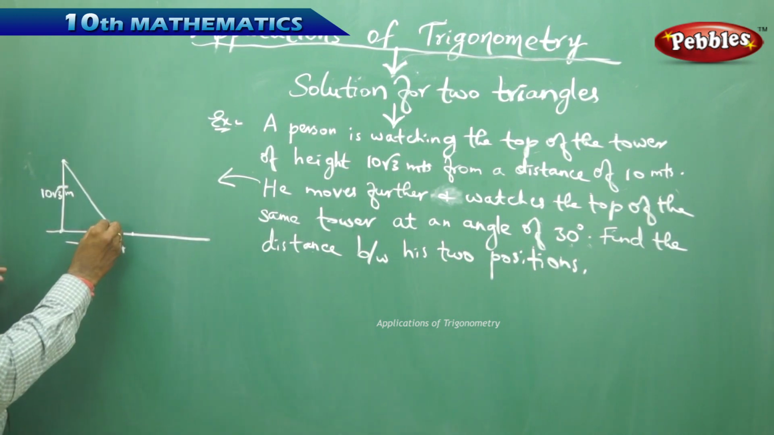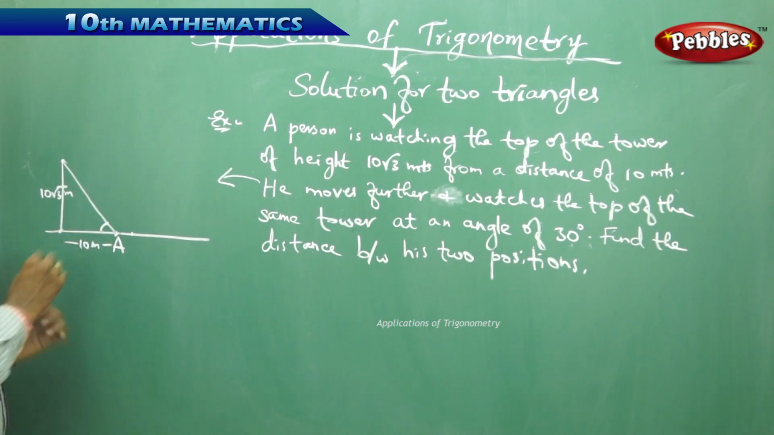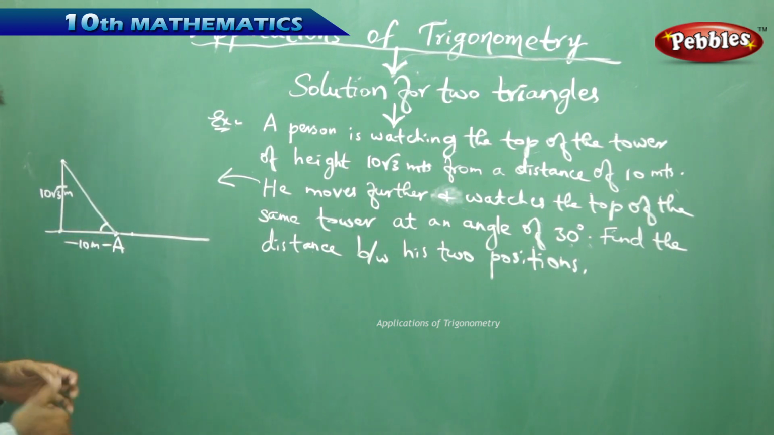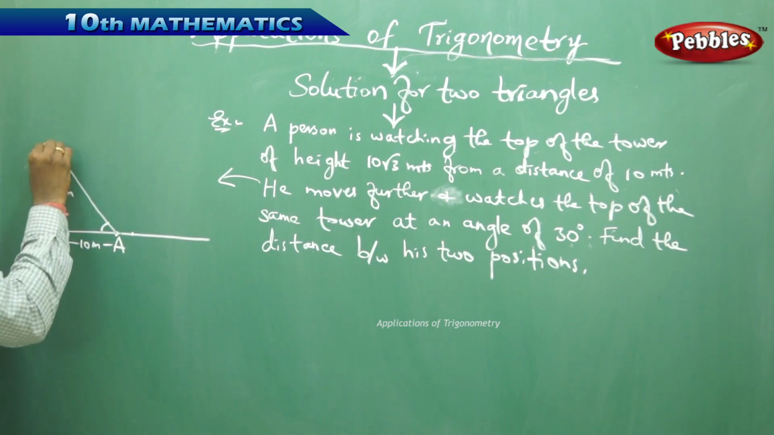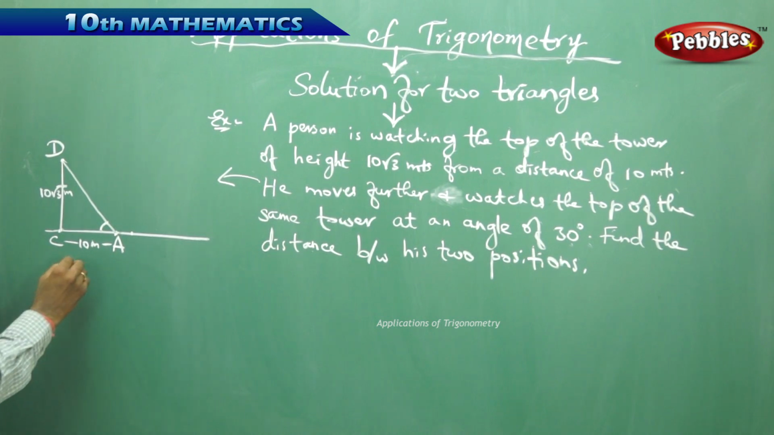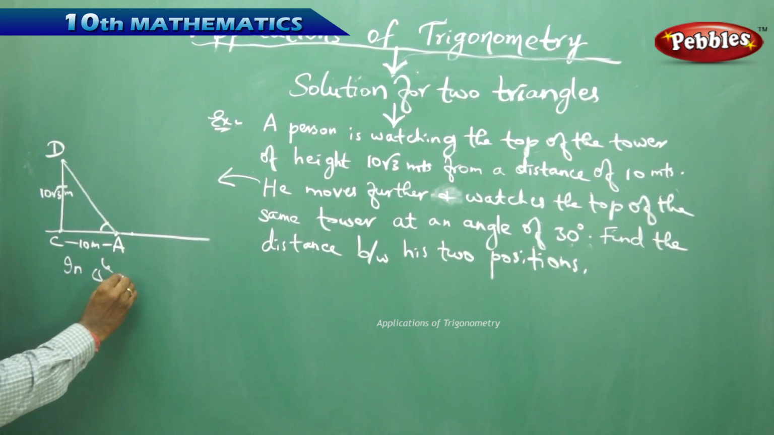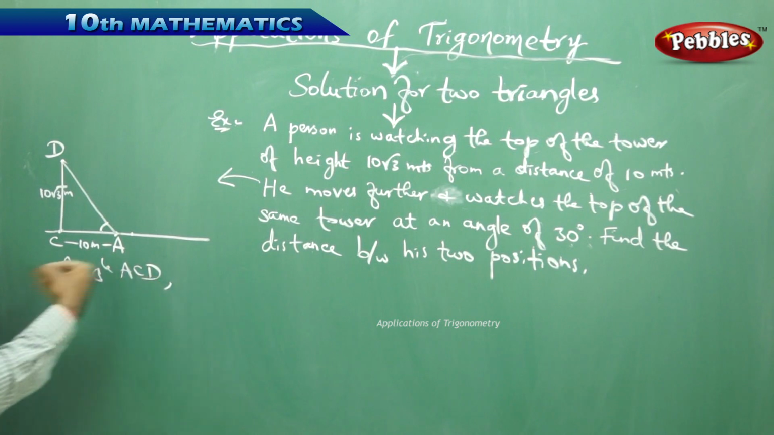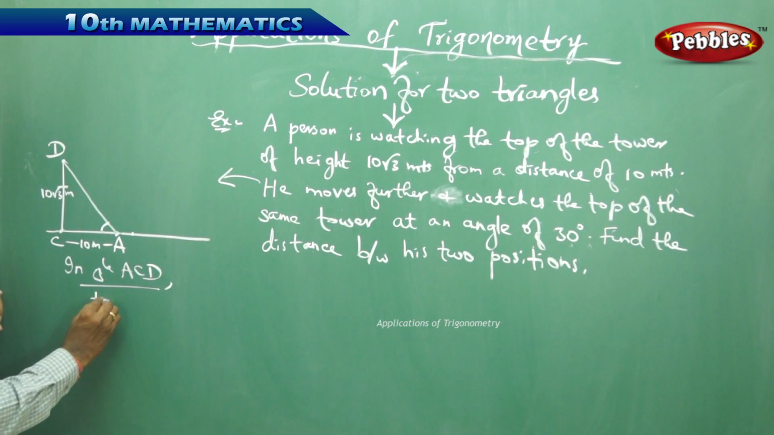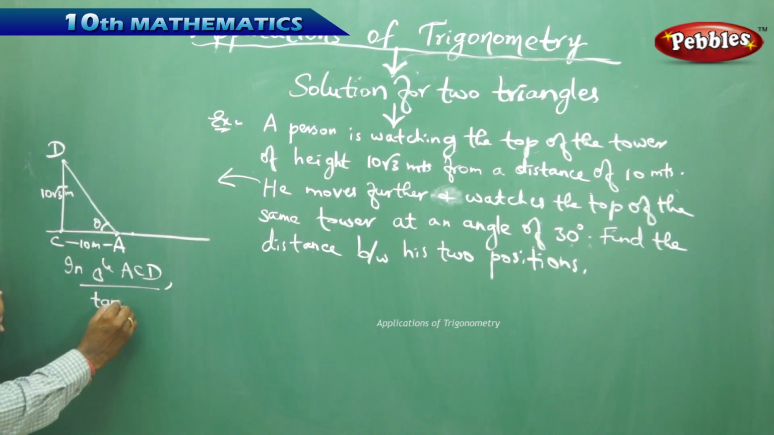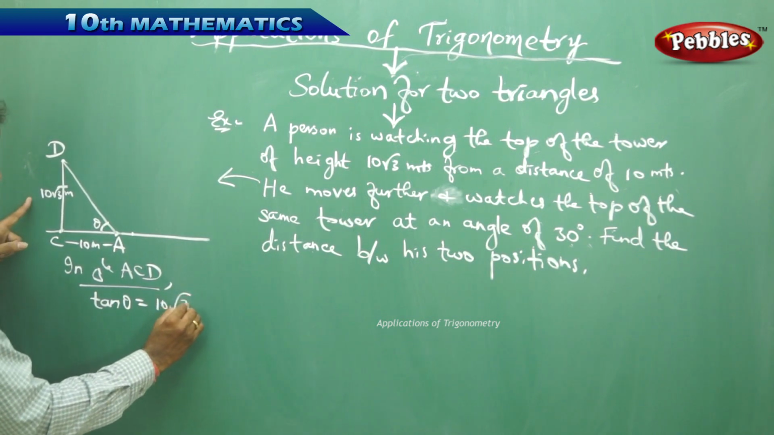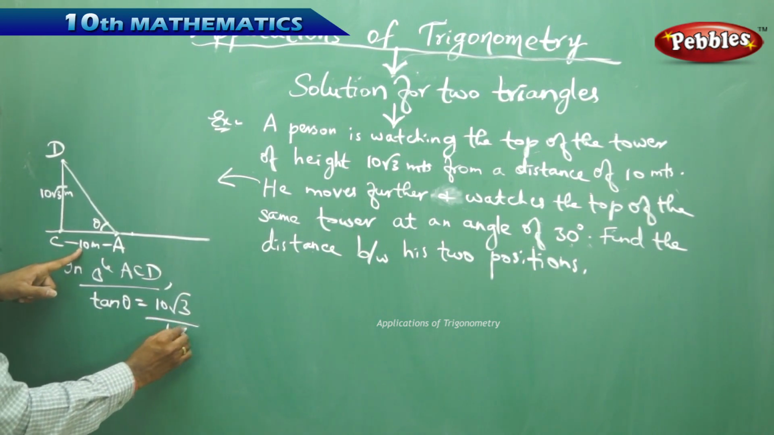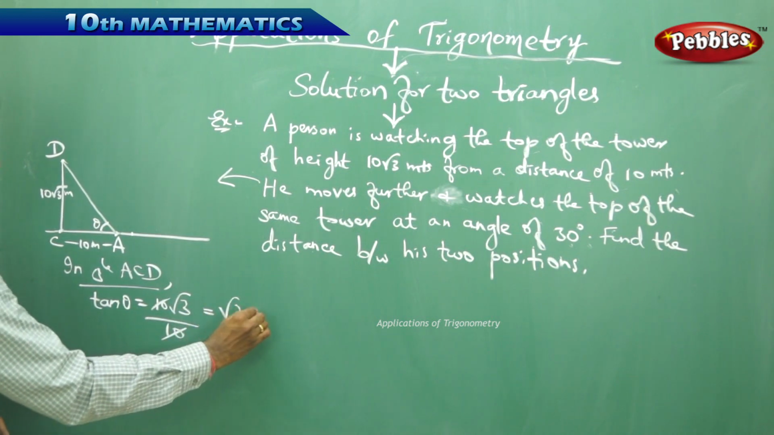So clearly I identify that this angle can be obtained if I use the trigonometric ratio tan theta, because CD is the height of the tower. So in triangle ACD, if I take this as theta, then tan theta is opposite by adjacent, which is opposite side 10 root 3 and adjacent 10, so that this gets cancelled to get root 3.